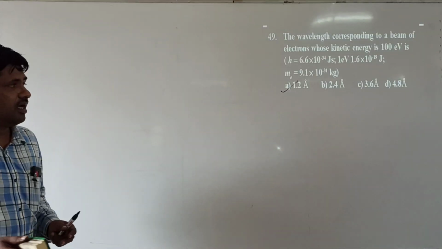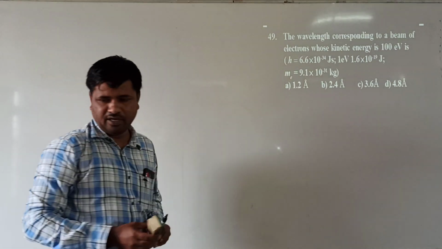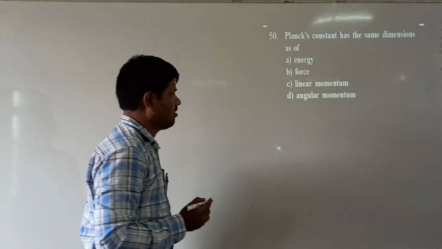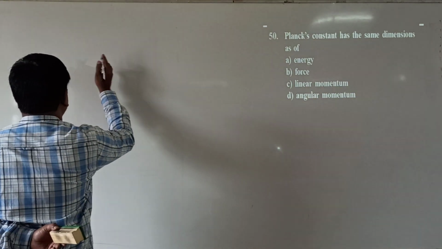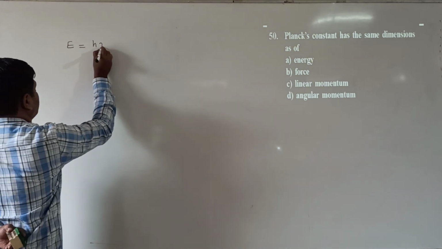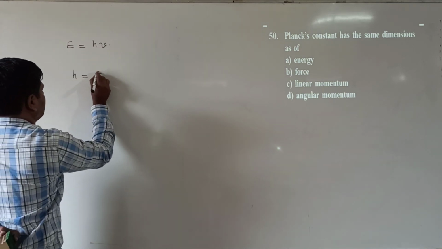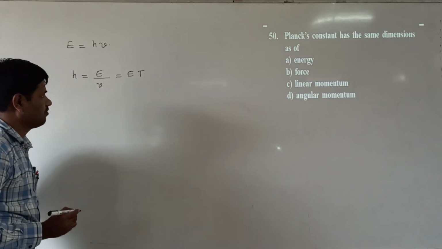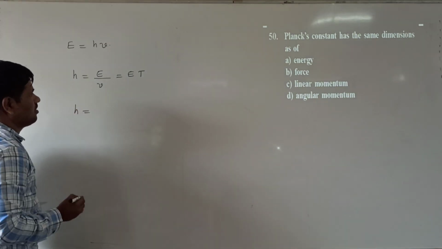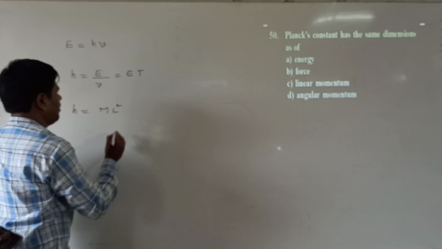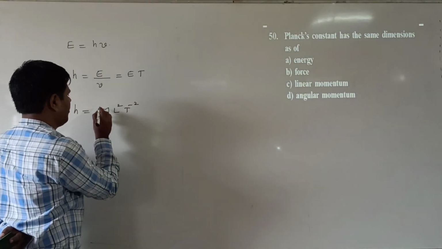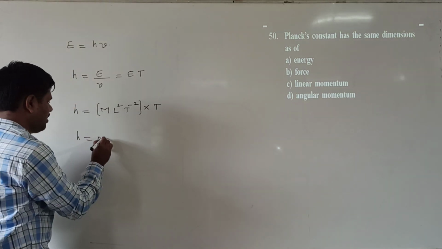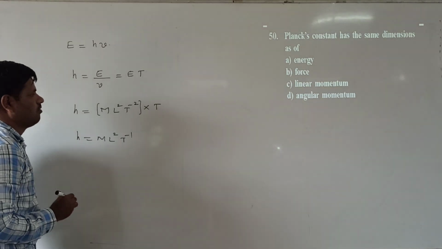Next we go to question number 50. Planck constant has the same dimension as which of the following. We know that E is equal to h nu, or h is equal to E by nu, or E into 1 by nu. 1 by nu is equal to the time period t. Now the Planck constant h dimensional formula can be written as the energy dimensional formula ML square T power of minus 2 into the time dimensional formula T. So h is equal to ML square T power of minus 1.